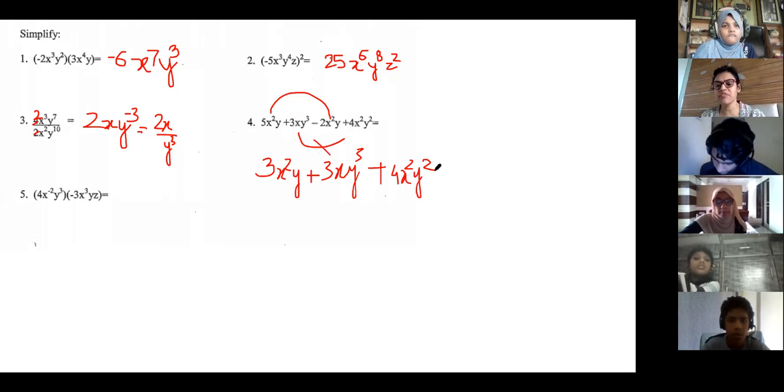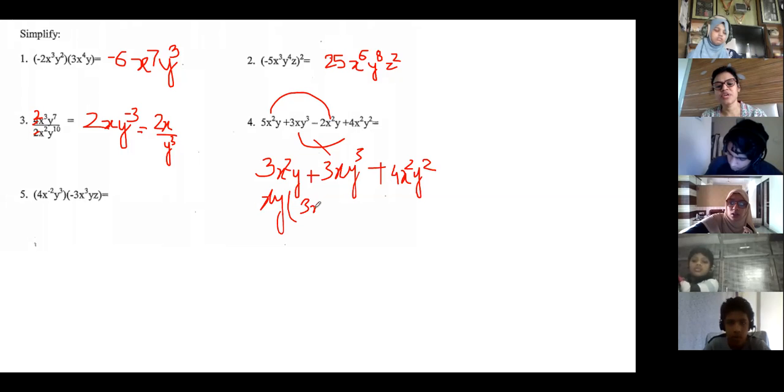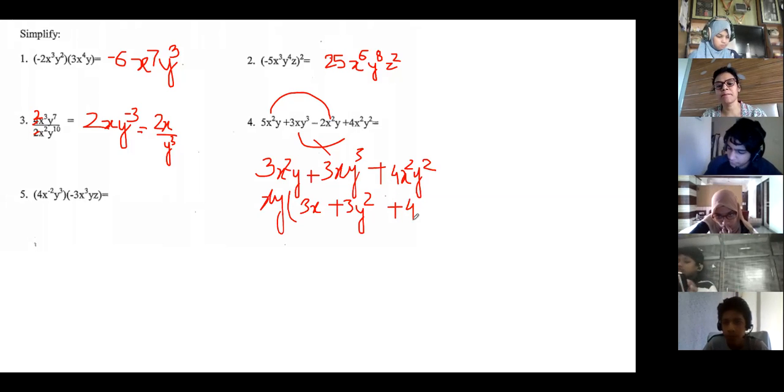Further, what can I simplify? I can simplify it further also. What can I do? I will take out xy common from all the three terms. So just take out xy common. What is left over here? If you take out xy common, what is left over? x is also left, na? Ma'am, 3x, then plus 3y square plus 4xy. Yes.